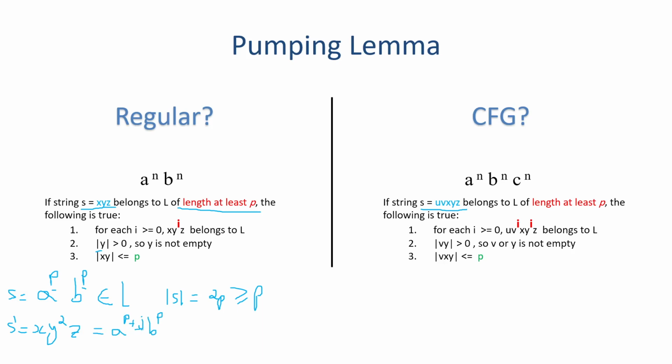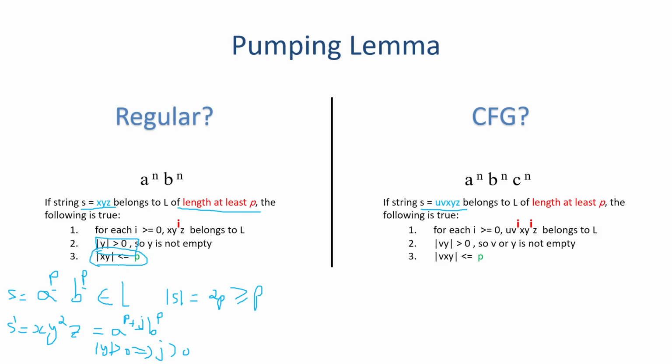Now, where did this J come from? Well, J is strictly positive. And since we're pumping up Y, the extra A's that we get are from there. So the size of Y is strictly positive. That means J is positive. Well, we're only adding A's. Why aren't we adding B's as well?